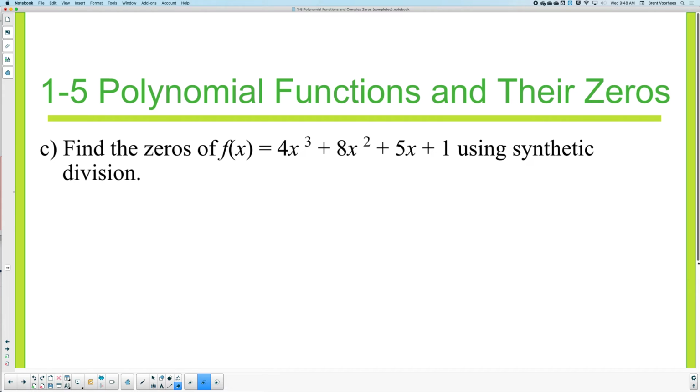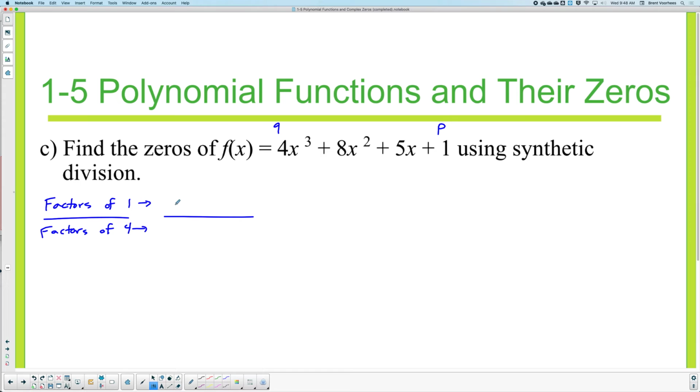Let's look at this one. It says find the zeros here. All right, our list will be very short. How do I know that? What is my P in this problem? P is 1. What's our Q? All right, so our possible rational zeros will be the factors of 1 divided by the factors of 4.